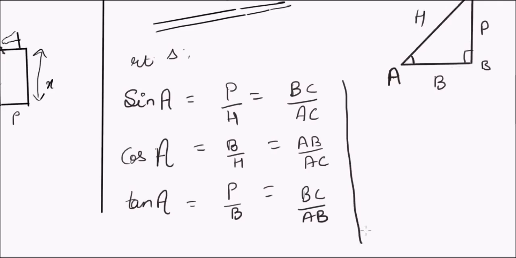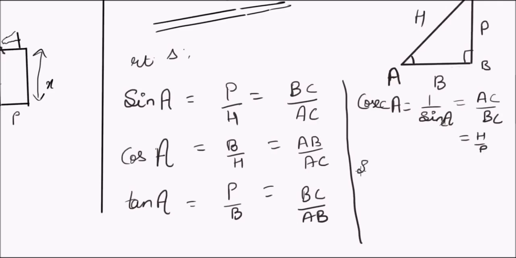There are three more ratios that are just reciprocals of these ratios with different names. For example, we have cosecant, or shortly known as cosec of A, which is 1 over sine A. That is, it is nothing but the reciprocal of the sine of the angle. So it will be AC over BC, that is H over P, hypotenuse over perpendicular.